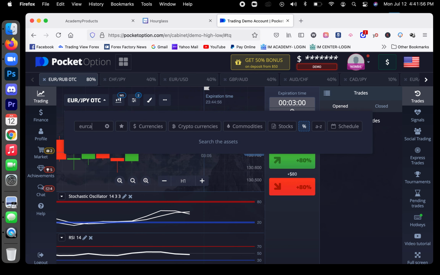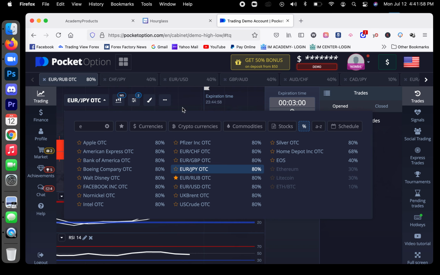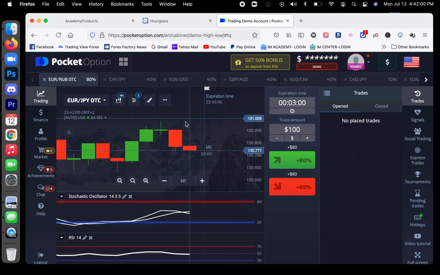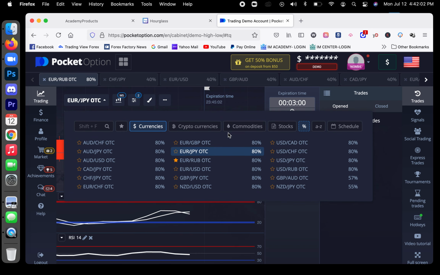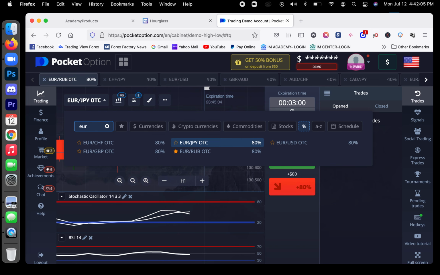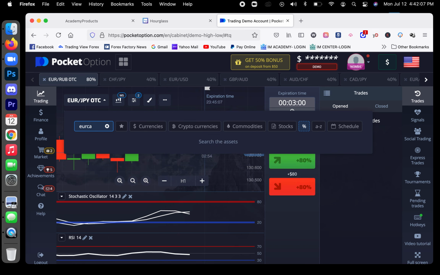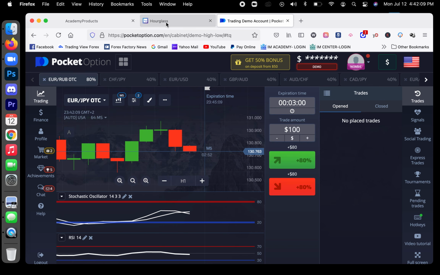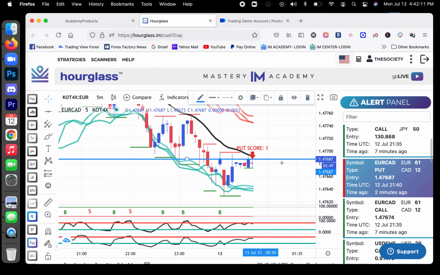EURCAD. Maybe they don't have it on here. Let's see. EURCAD. Okay, they don't have that pair, which is fine. Some brokers might have it, some brokers might not have it, but we'll just go off of this.